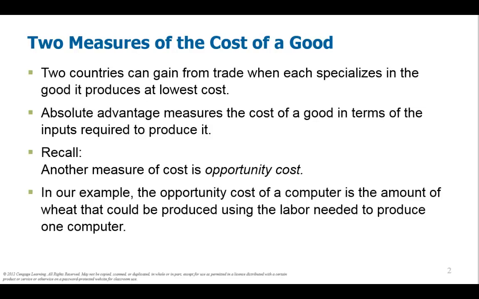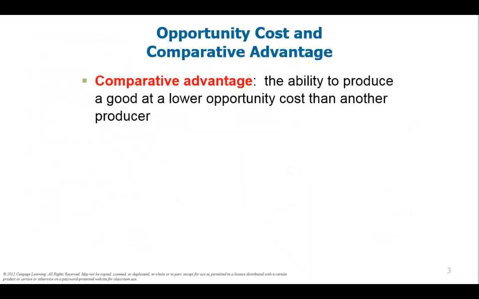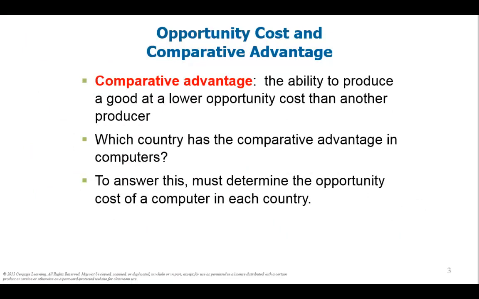The gains that they received, the United States, remember from our previous lecture, the United States had a gain from trade of 20 computers and 200 tons of wheat, and Japan had a gain of 10 computers and 100 tons of wheat. And so we're going to now talk about this thing called comparative advantage. And again, by definition, comparative advantage is the ability to produce a good at a lower opportunity cost than another.